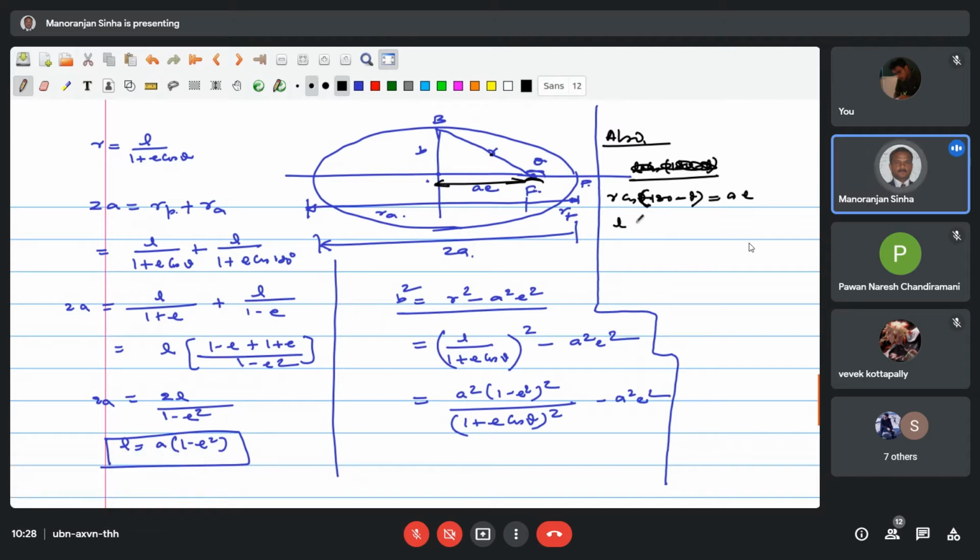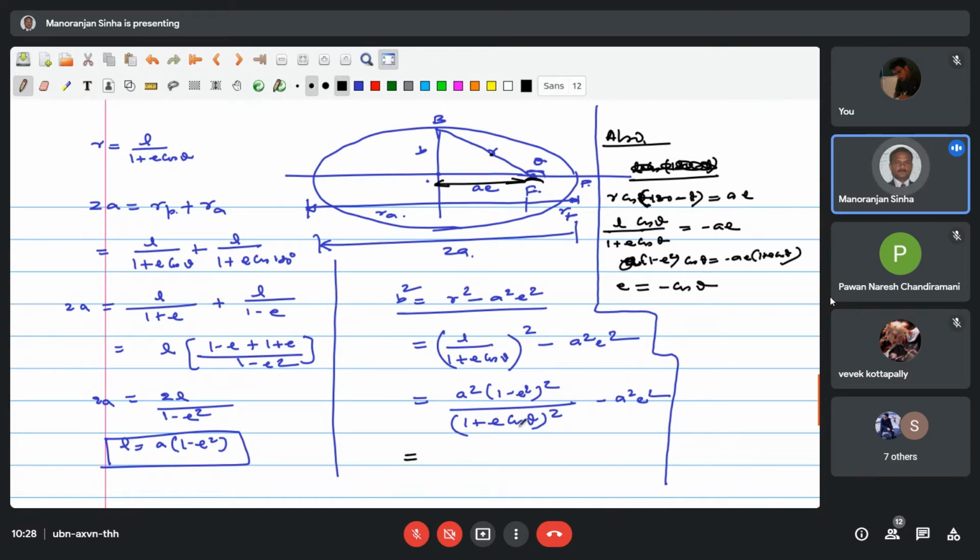And R equal to L divided by 1 plus E cos theta, and this becomes cos theta with minus sign, so this we write as minus E. And once we solve this, putting L equal to A times 1 minus E square, cos theta, and on the right hand side minus E times 1 plus E cos theta, and solve it. So solving this will give you E equal to minus cos theta.